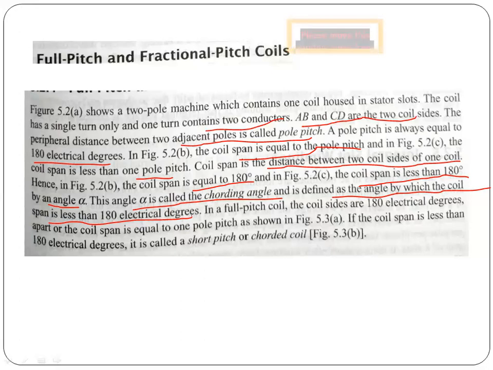In a full pitch coil, the coil sides are 180 electrical degrees apart, or the coil span is equal to one pole pitch. And if the coil span is less than 180 degrees, it is called a short pitch or chorded coil. That is the concept of full pitch and fractional pitch coils.